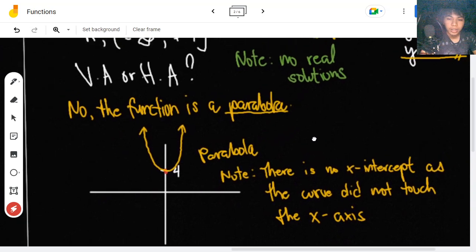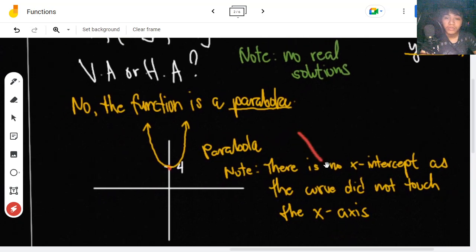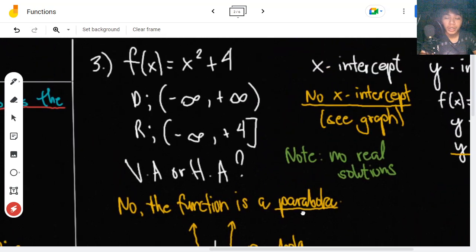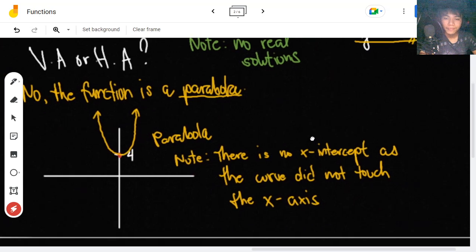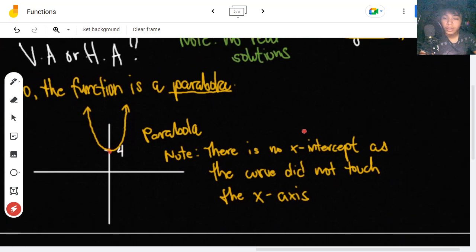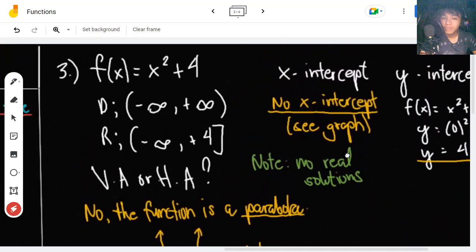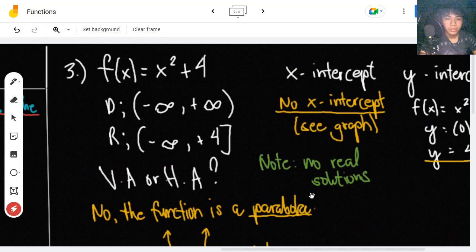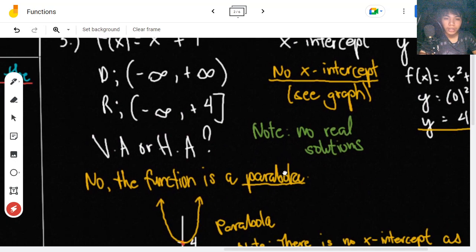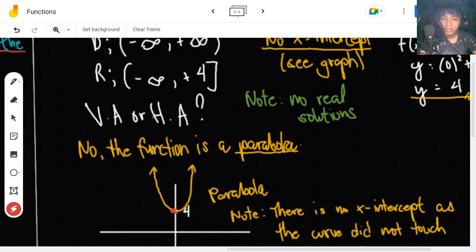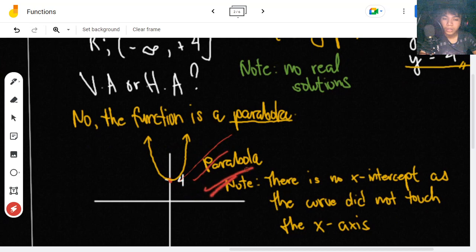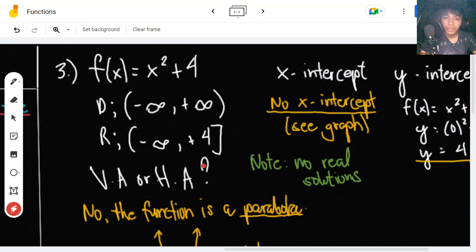So we have a parabola. Again, this is just a transformation of the parent function x squared. It moved 4 units up. So take note that there's no x-intercept as the curve did not touch the x-axis. See? That is why there's no x-intercept. That is why it had no real solutions. Okay? And you can see from the range, it's because it's only covering this part. That is the range of the function. It doesn't include all these other parts here.